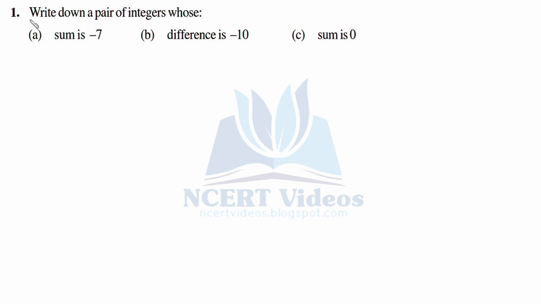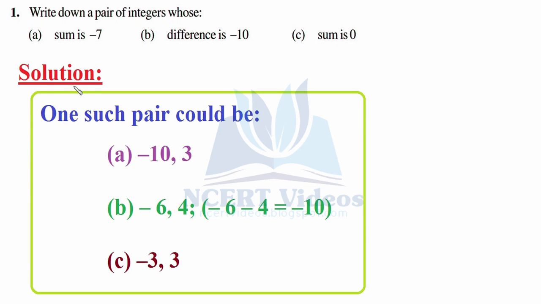Question 1. Write down a pair of integers whose A part, sum is -7, B, difference is -10, C, sum is 0. So here is the solution. One such pair could be, if you take A as -10 and B is 3, and when you add them, what happens? Signs are different, we subtract them and the sign comes of the bigger number. So subtraction leads to 7 and the sign comes of the greater number, that was here -10.